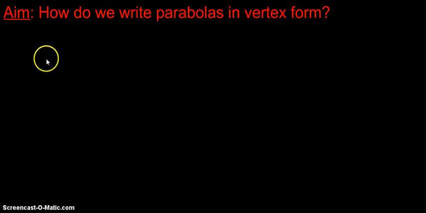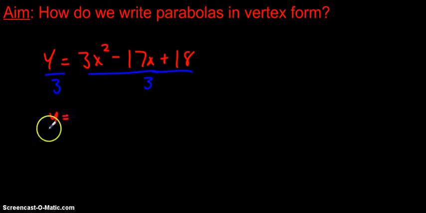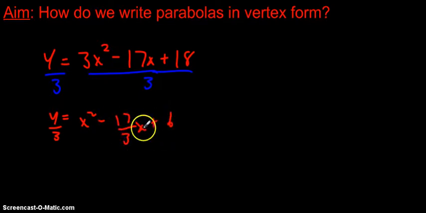Alright? So one last example. I'm just going to make it up, so it's going to look horrendous. Alright, so this is y is equal to 3x squared minus 17x plus 18. Alright, so the first thing we're going to do is divide everything by this first term, so we have an x squared only term. So divide that by 3, and all of these by 3. Alright, so we get y over 3 is equal to x squared minus 17 over 3x plus 6. So I didn't even try to make this a fraction, just happened to become one.